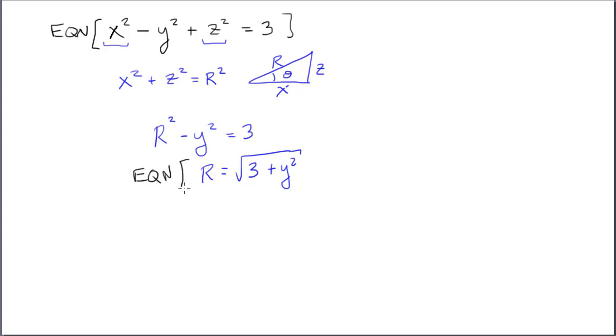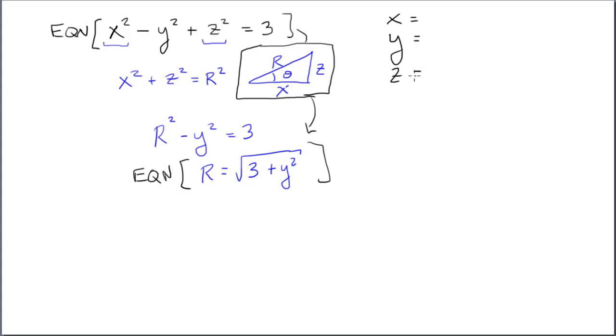So the key is I've done a change of variables. I've done a change of coordinates. Every point in space, instead of being described by x, y, z, is going to be described by y, r, and theta. X and z have been replaced by r's and thetas.